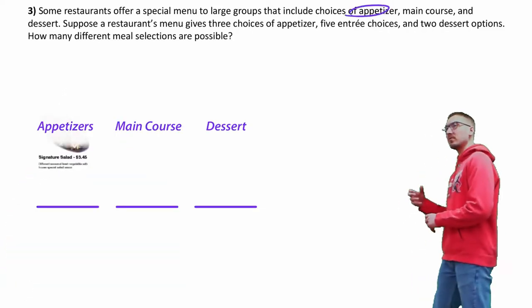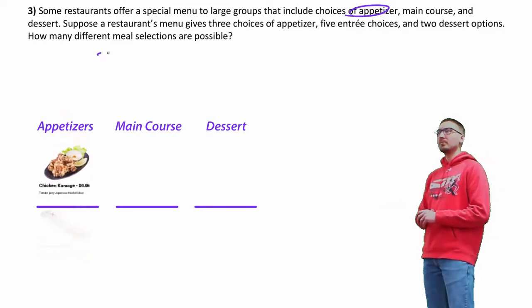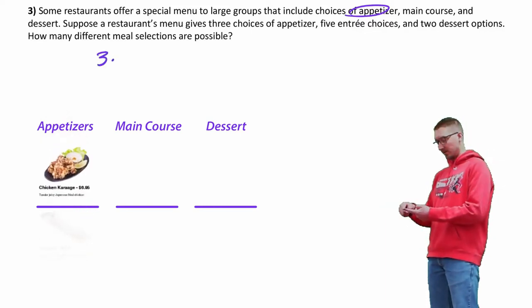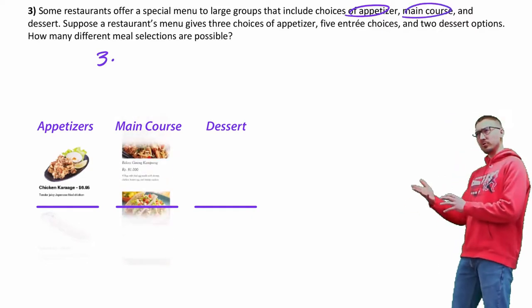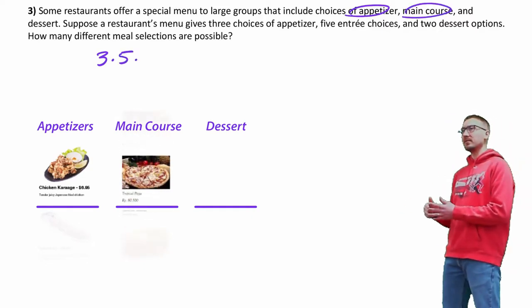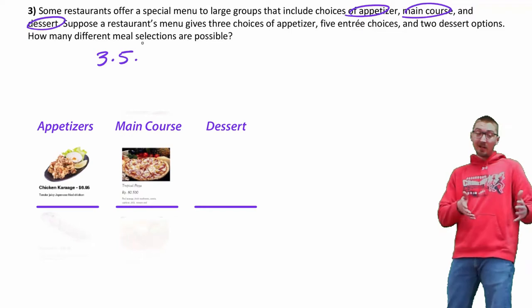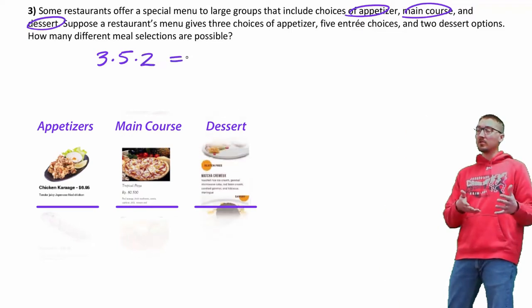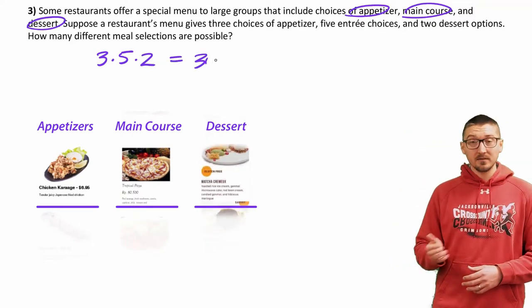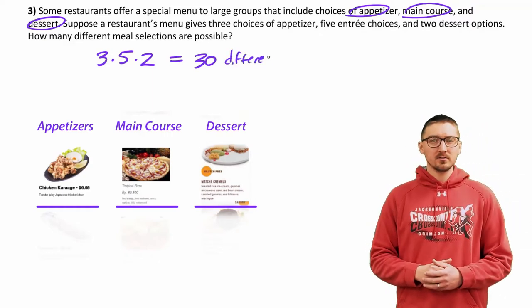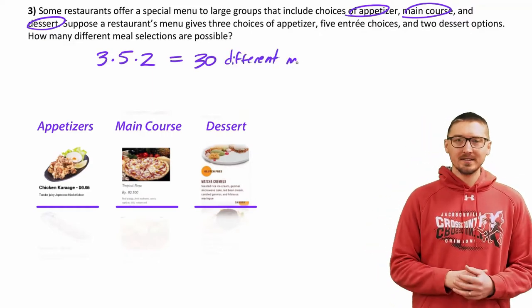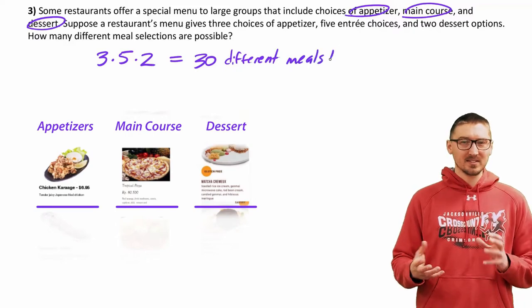If we're gonna go ahead and think this through, 3 of those options were appetizers. So you have 3 possibilities. And then in the entree, which is your main course, you would have 5 different options. And you end up with 2 options for desserts. Multiplying 3 times 5 times 2, which is pretty simple, you get 30 different meal combinations. So you could go pretty much every day of the month and get something slightly new.